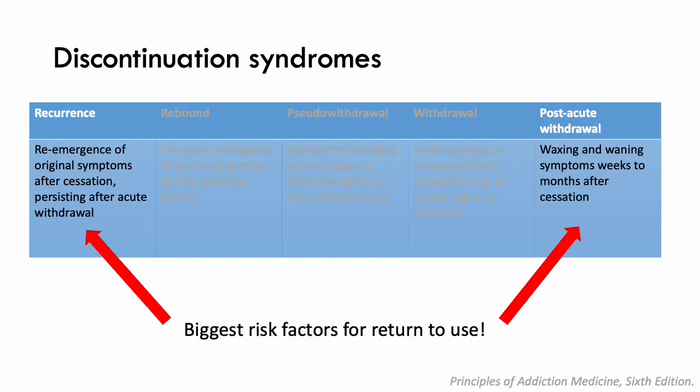As you think about these, it's important to note that symptom recurrence and post-acute withdrawal are your biggest risk factors for your patient returning to use, because they can be the most uncomfortable and bothersome, and the patient may feel like they're just never going to get better, leading them to return to use of the substance.